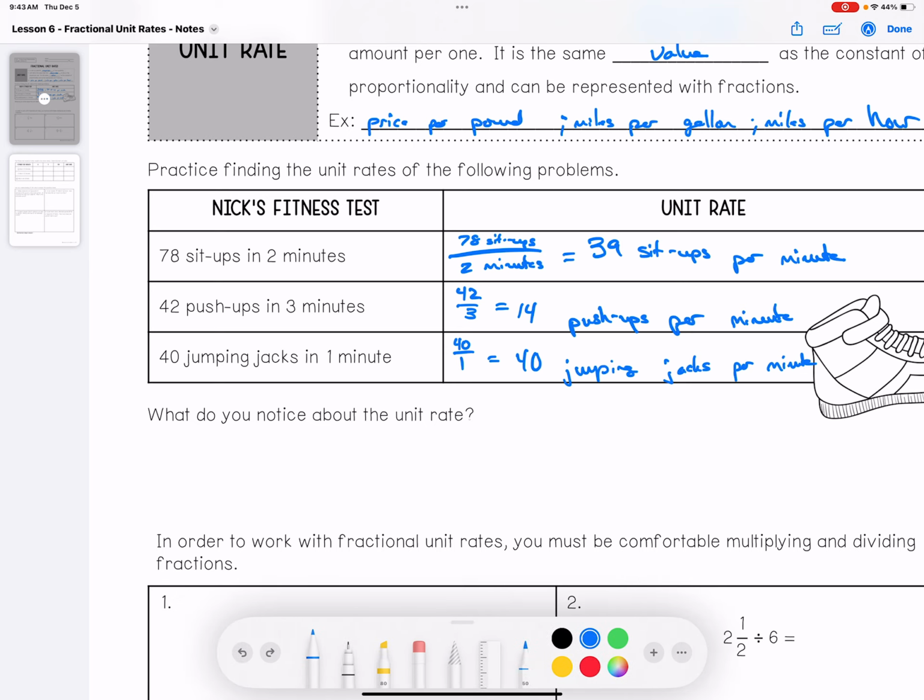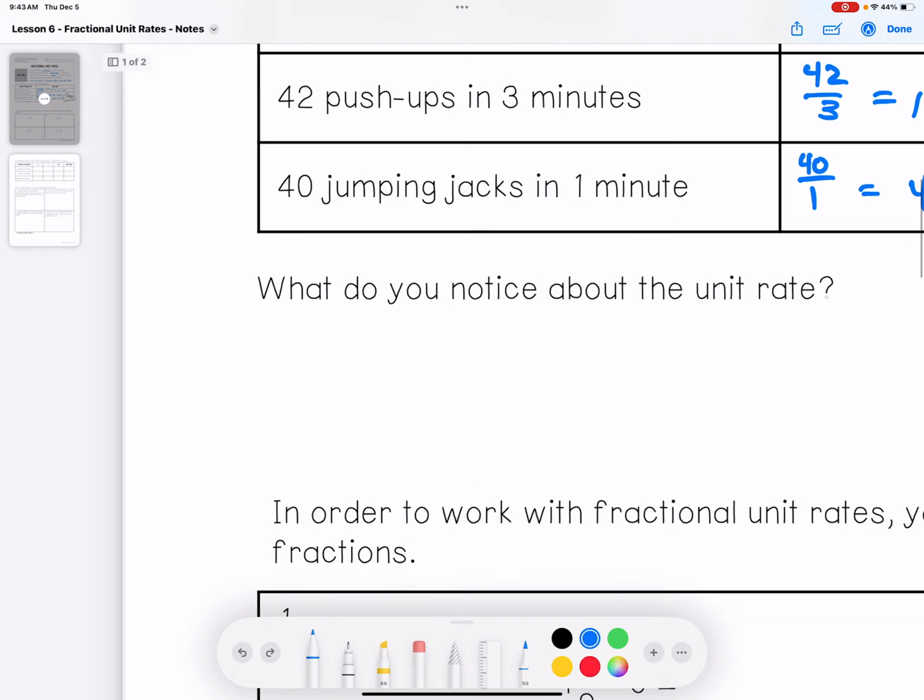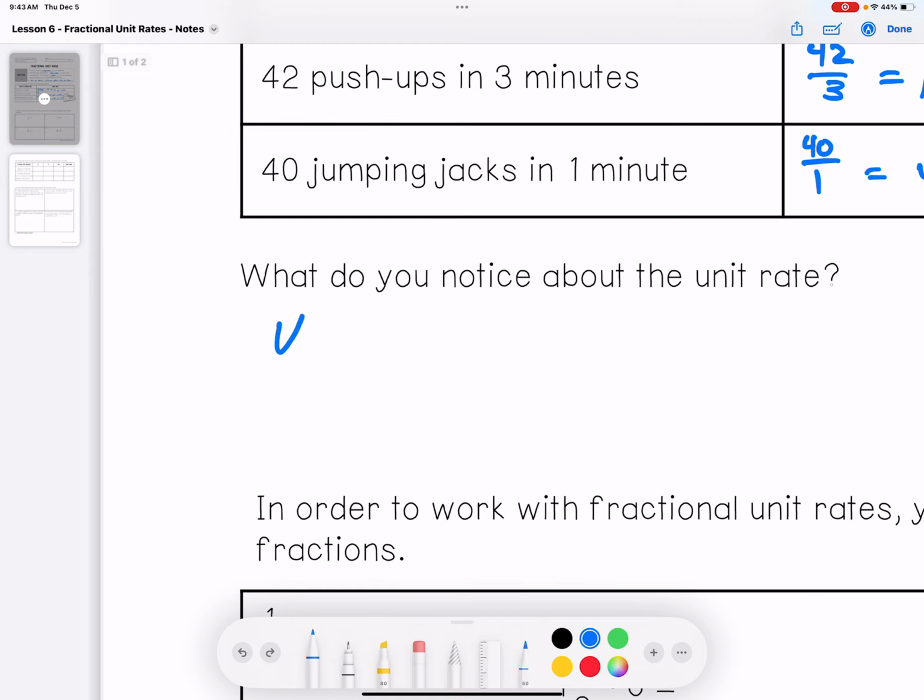All right. What did you notice about the unit rate? Here's what I want you to notice. I want you to know that the unit rate is per 1. So if somebody asks for the unit rate, they want it over 1.